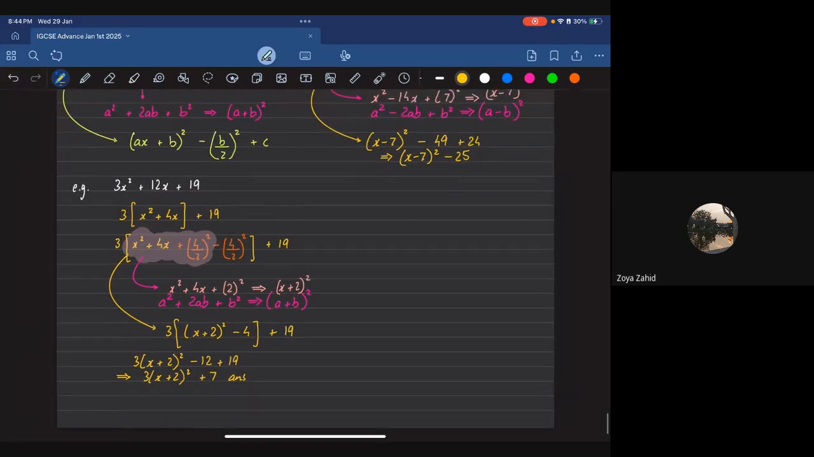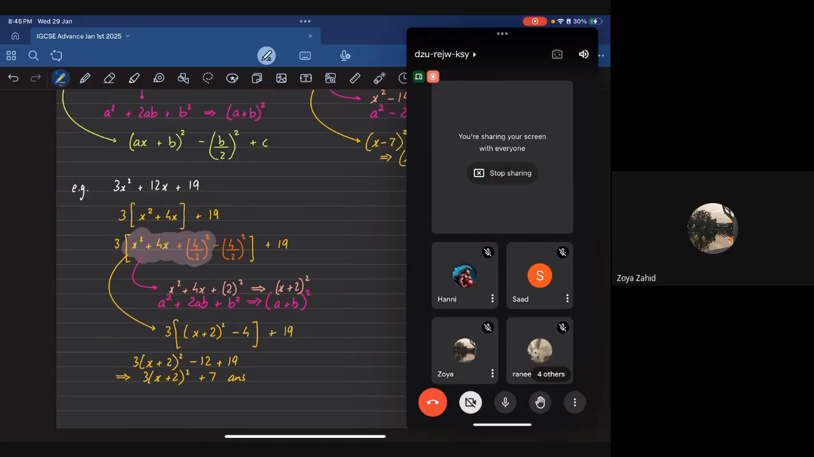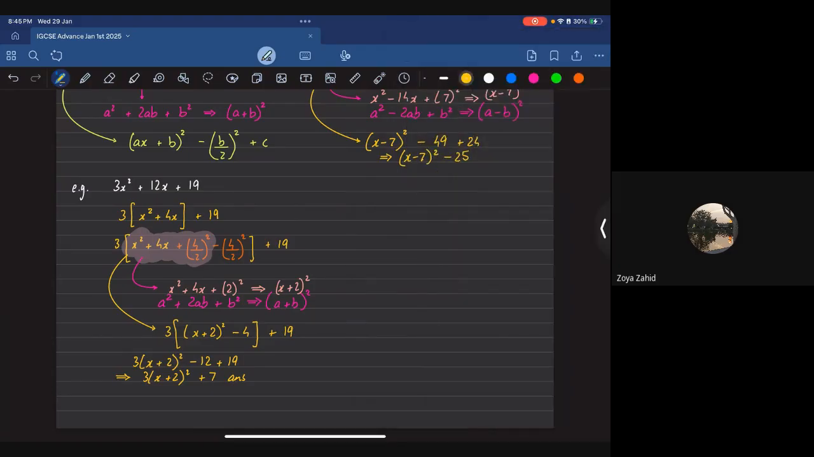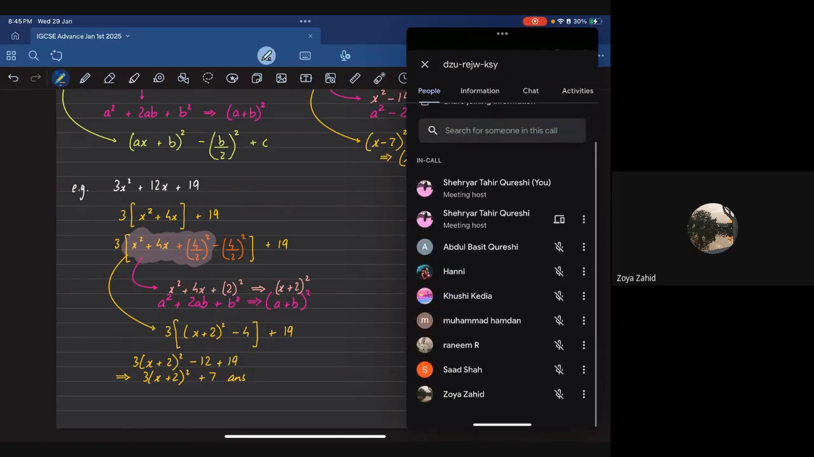Is this clear, guys? Is there anyone who has any issues with this? Zoya, is this clear now? Yes, sir. Hani, any issues with this? All right, hopefully you can hear us, Hani. Basit, anything that you would want to ask? Not at all. No, sir. All right. And I hope the same goes for Kushi.